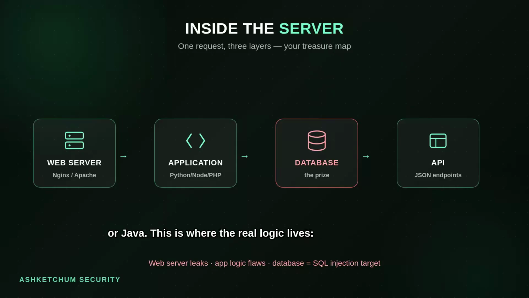This is where the real logic lives, checking who you are, deciding what you're allowed to do, and building your response. And when the app needs stored data, your profile, your orders, and other users' information, it queries the database, where all the valuable data lives. The database answers, the app builds a response, and it travels back to your browser.